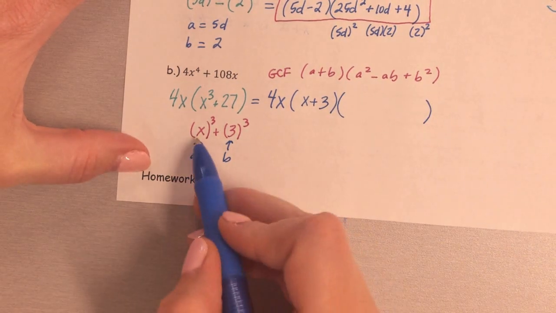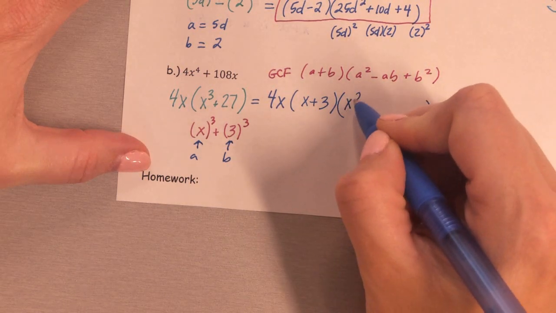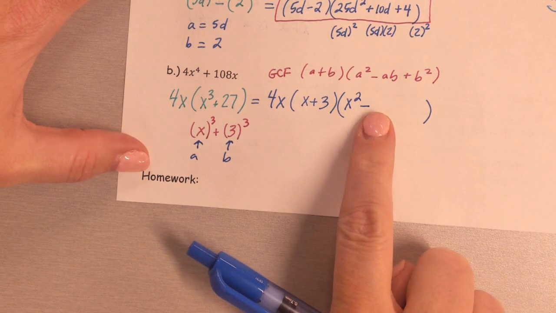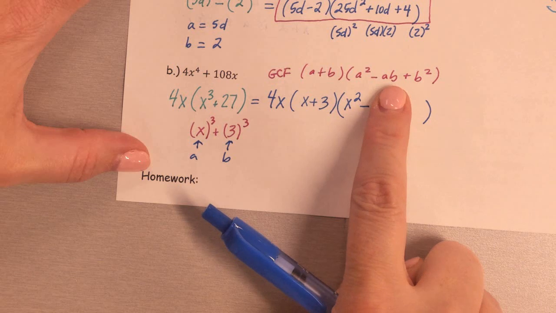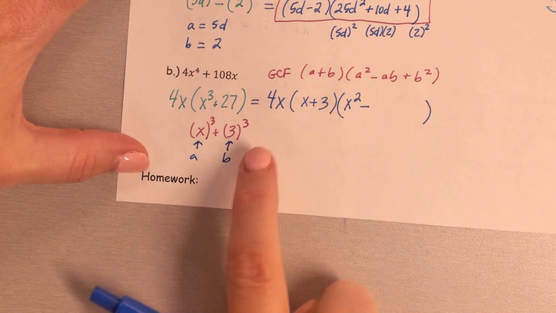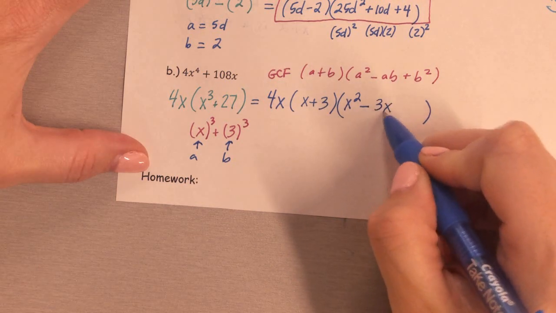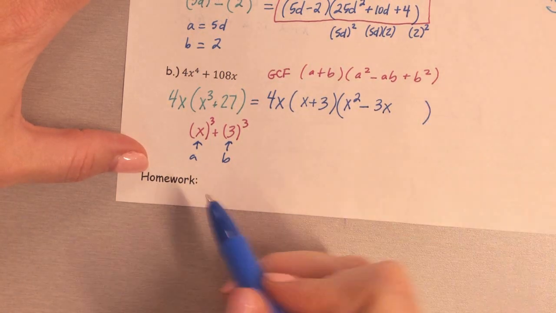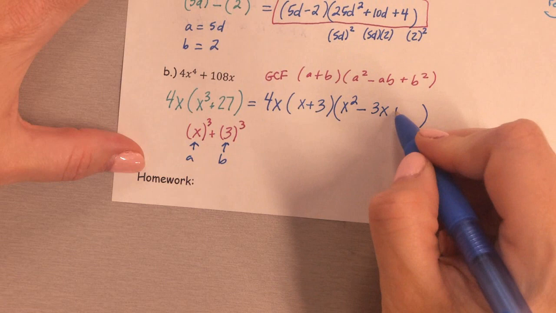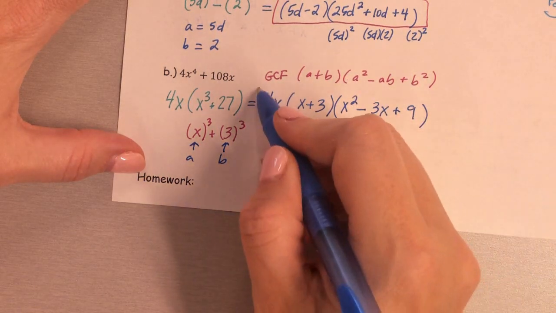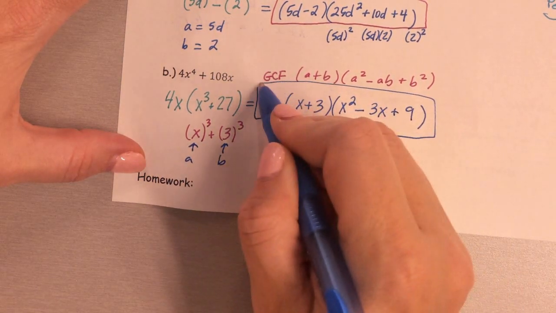Okay, and then a squared is going to be x squared. Keep this as a minus. And then ab just means you're multiplying them together. So x times 3 is 3x. b squared is just 3 squared, which is 9. So this is your final answer.